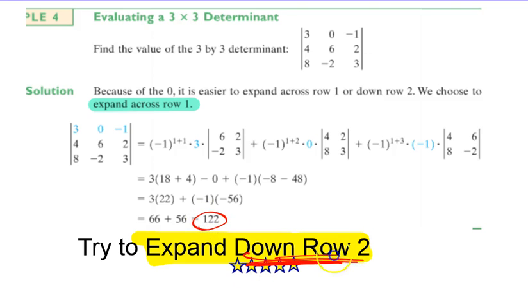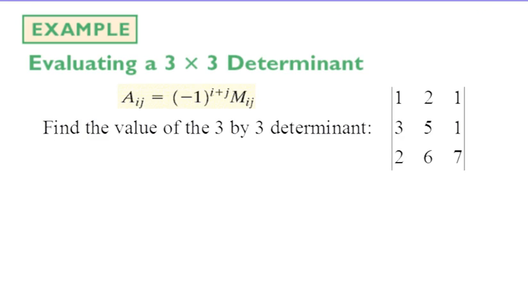Now, we could have expanded down row 2 just as easily. I'd end up with the same answer. The reason why I'm going either across row 1 or down column 2 is because I like that 0. It's going to wipe out one of my matrices. So again, same thing for this one. I'm using all numbers, so honestly, I would probably just use a calculator.